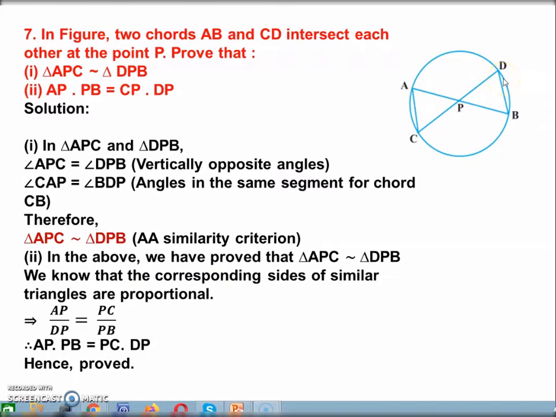So by AA similarity, we can say that triangle APC and DPB are similar. And because they are similar, their corresponding sides are proportional. So AP by DP is equal to PC by PB. When you cross multiply, you will get the required result.